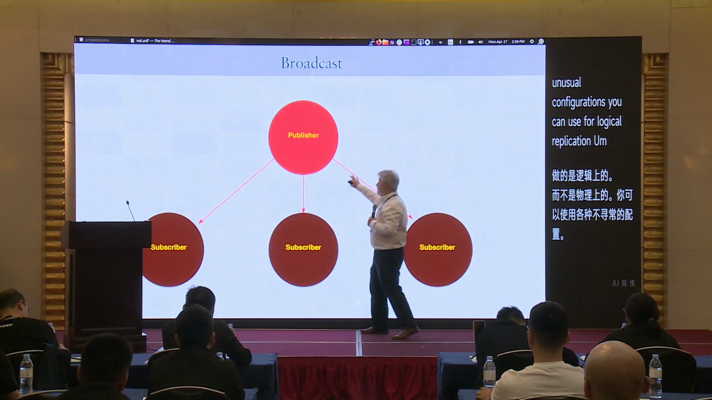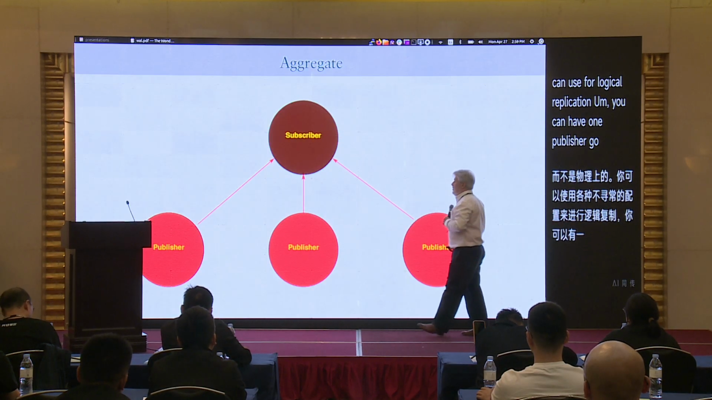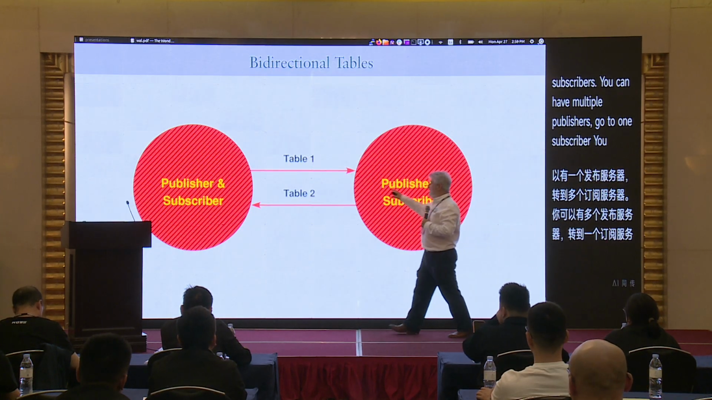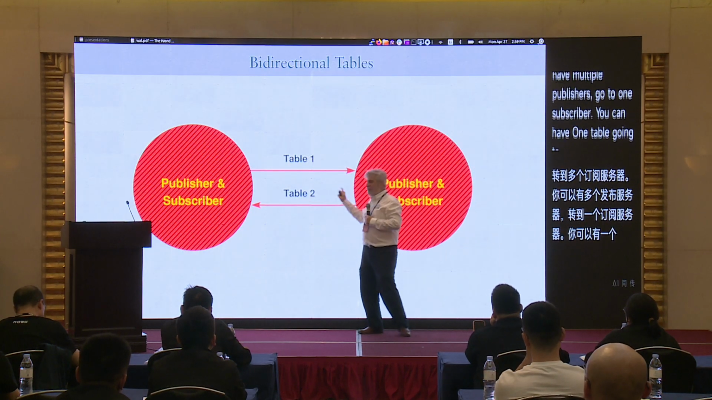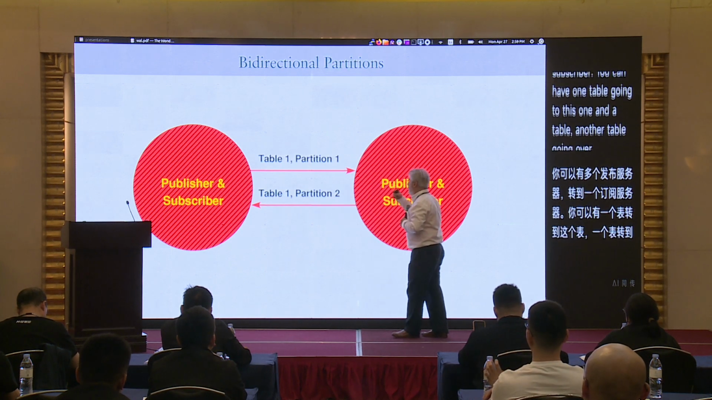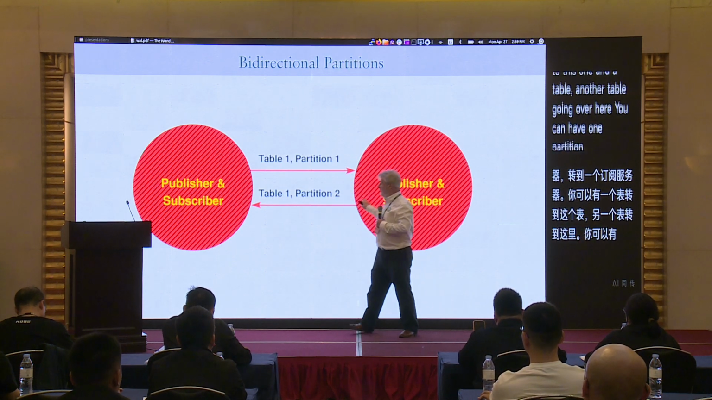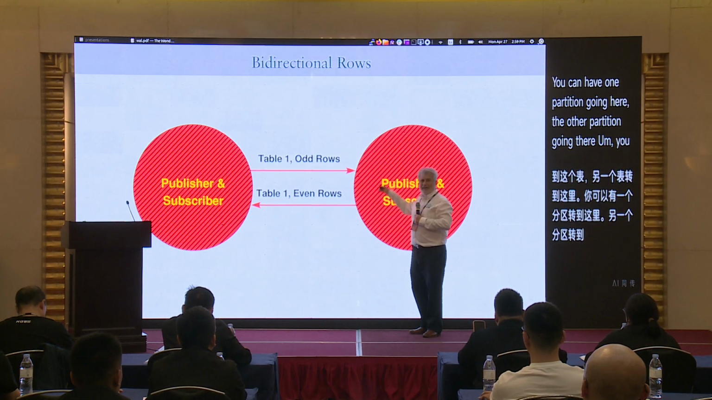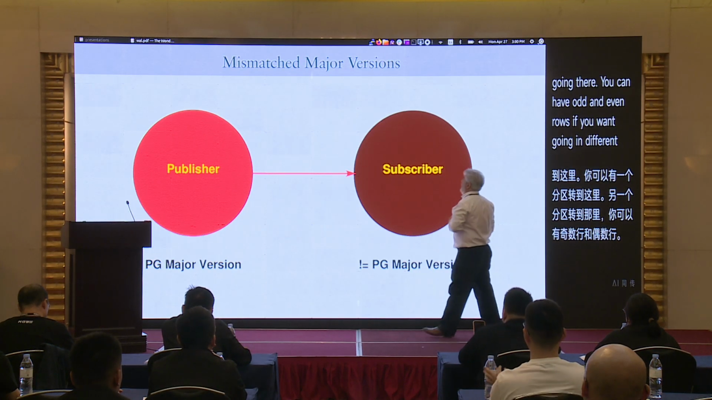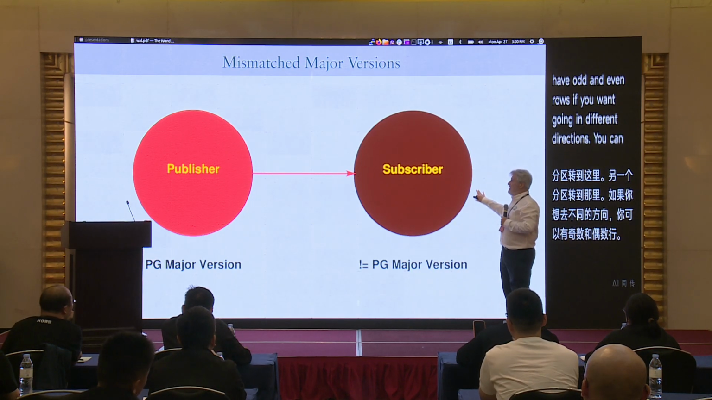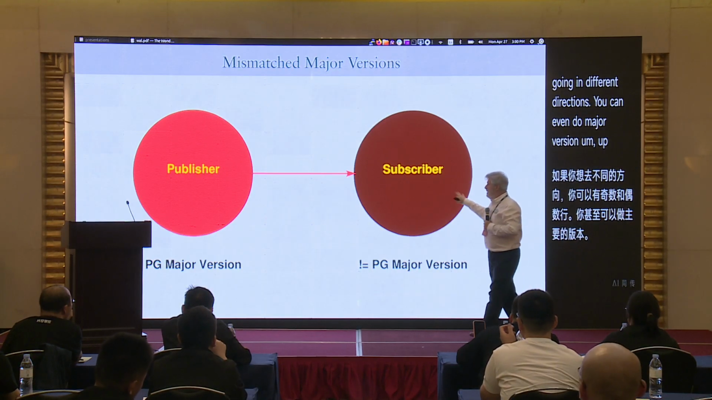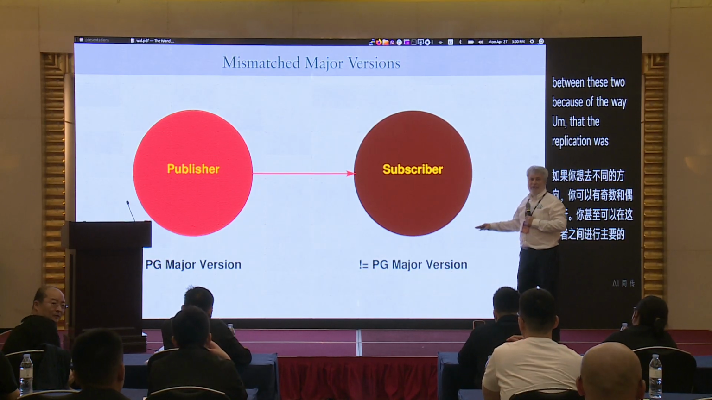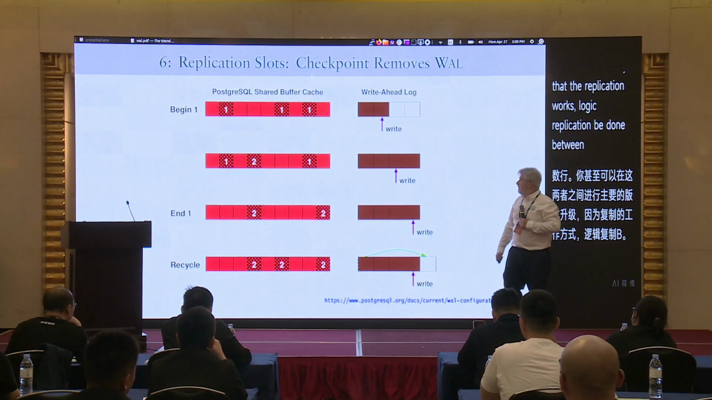You can have one publisher go to multiple subscribers. You can have multiple publishers go to one subscriber. You can have one table going to this one and another table going over here. You can have one partition going here, the other partition going there. You can have odd and even rows going in different directions. You can even do major version upgrades between these two because of the way the replication works. Logical replication can be done between major version numbers. Okay?